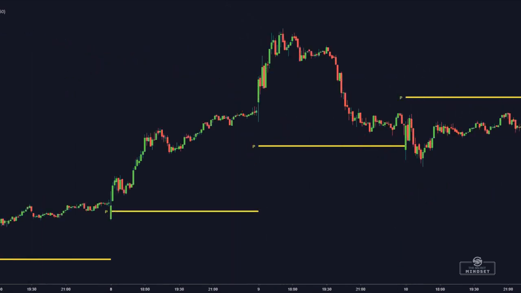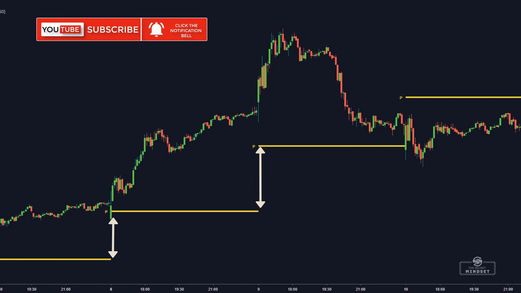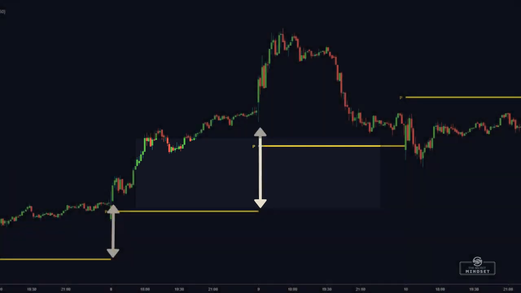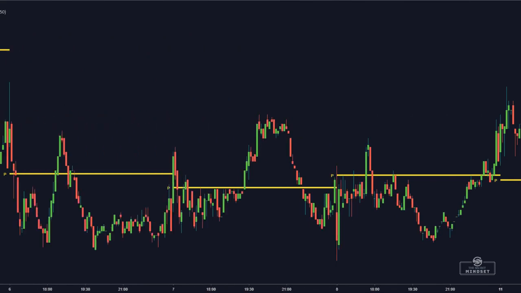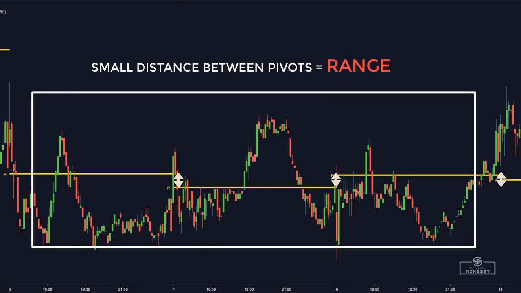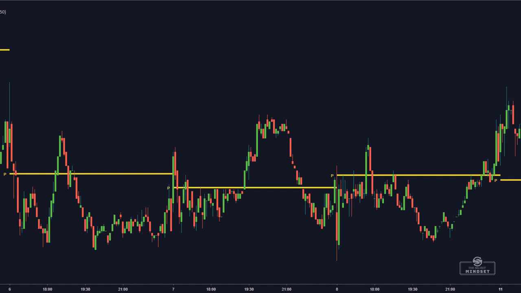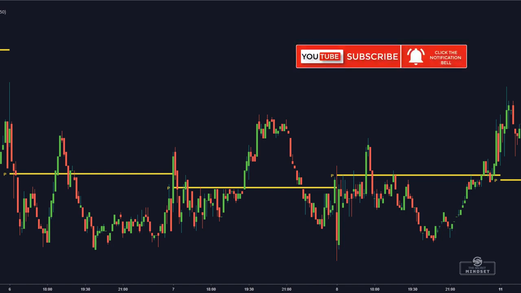I also take into account the distance between the main pivots, the range between them. Pivots drawn with a larger distance between them indicate a trending market. Pivots drawn at a short distance from one another indicate a possible range. I avoid trading on markets where the most recent pivots are close, as it will most likely stay flat and offer low probability entries, like in this AT&T chart.